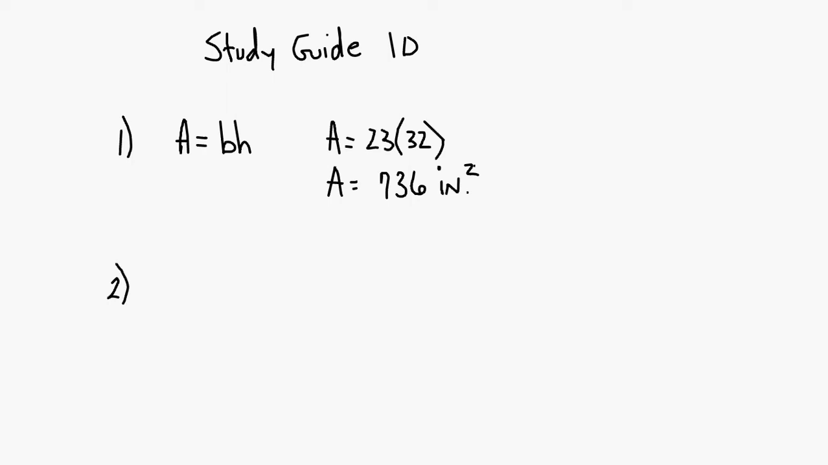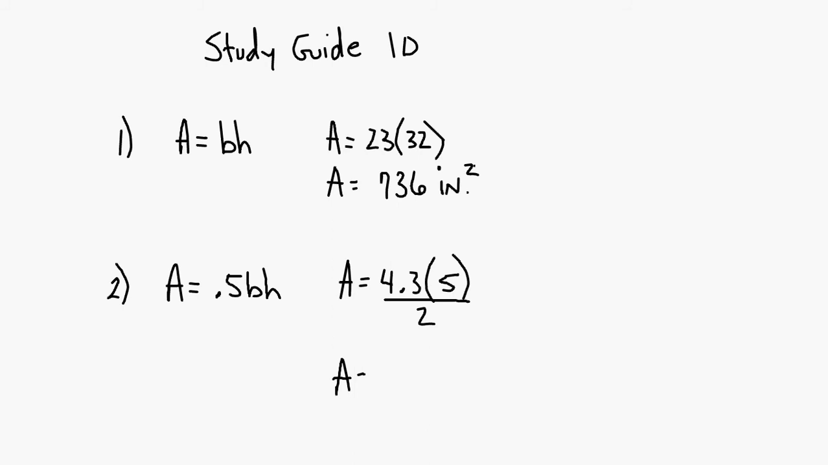For number 2, it's a triangle, so the area of that triangle is going to be 0.5 times the base times the height. In that problem, the base of that triangle is 4.3 and the height is 5. And it all needs to get divided by 2, which is the same as multiplying by 0.5. So this area is going to be equal to 4.3 times 5 divided by 2.